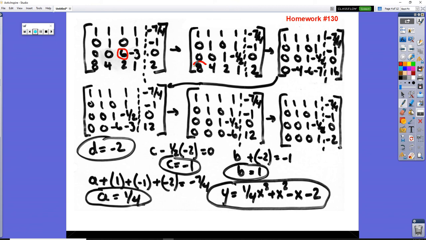You then want to get rid of this 8 that's in the bottom row in the first spot. And we always use our top row to help put things in the first column. So you multiply the top row by -8 and add it with the bottom. That's going to give you 0, -4, -6, -7, 16.